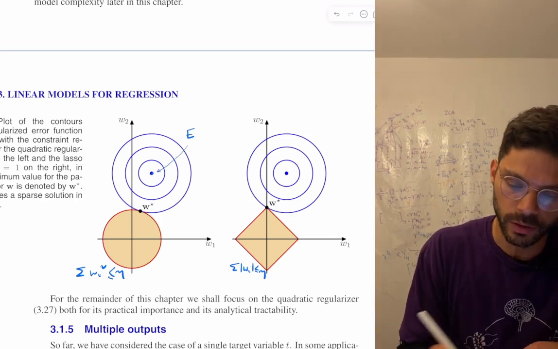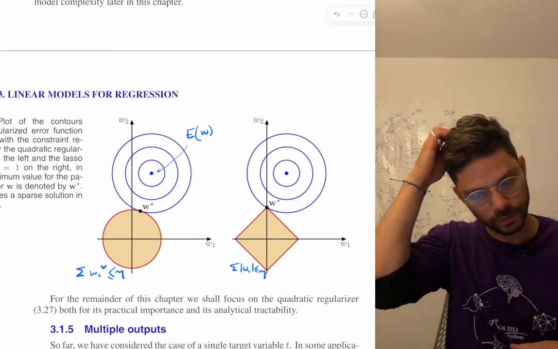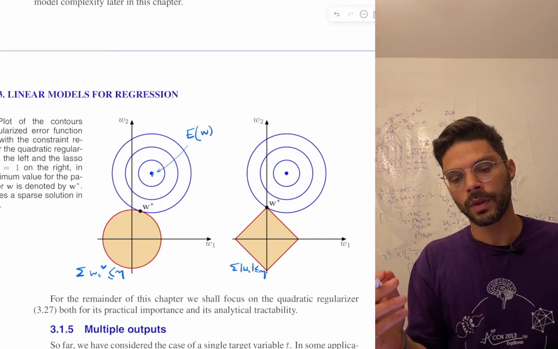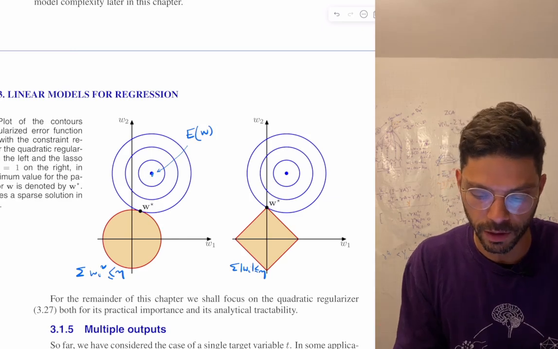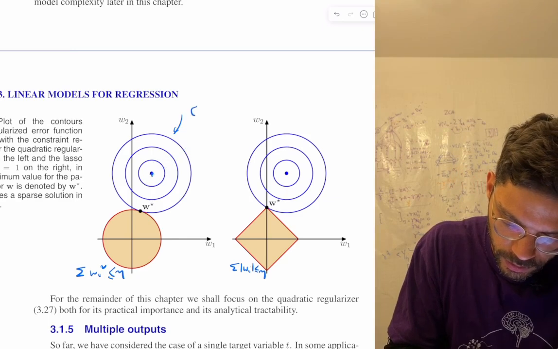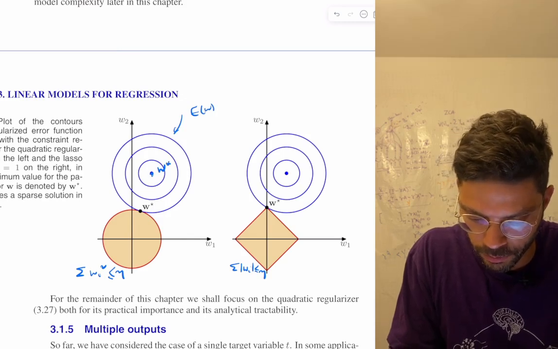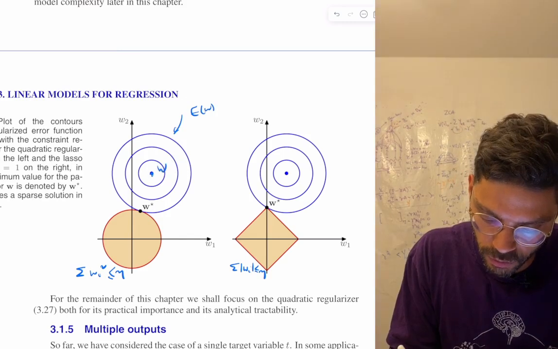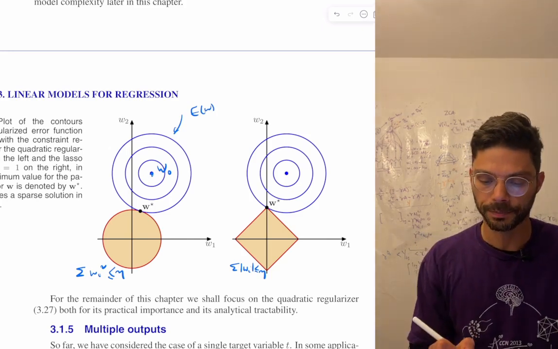And now this is our error function as a function of w. And there's some solution, the unregularized solution, where there's no regularization. This whole thing is E of w, and I'm going to call this w star, or actually let's call it w0, because it corresponds to no regularization. And same thing on either side.